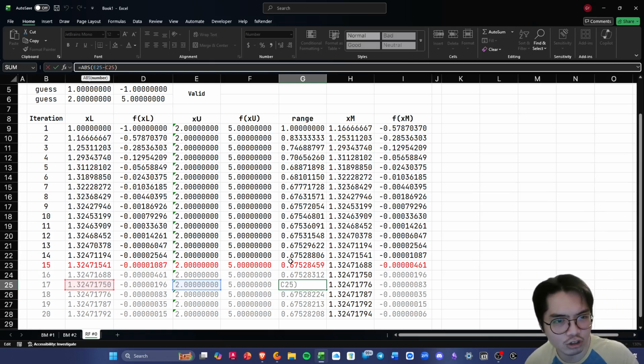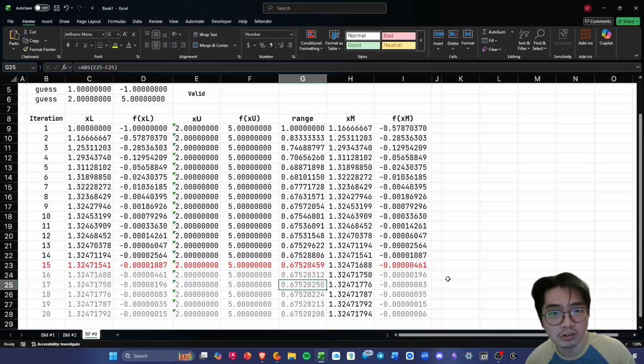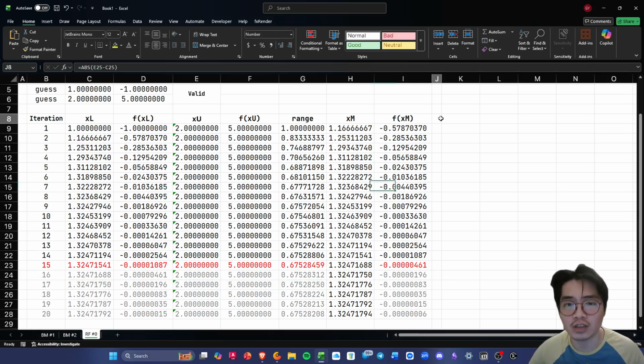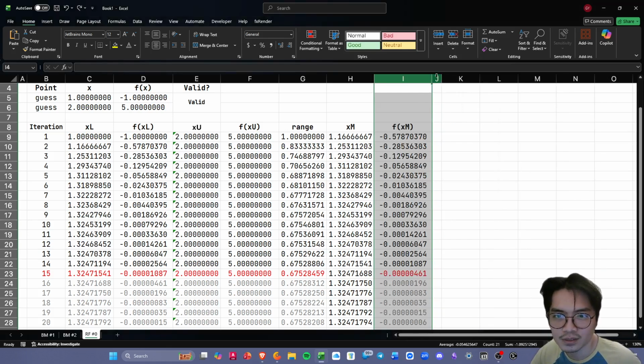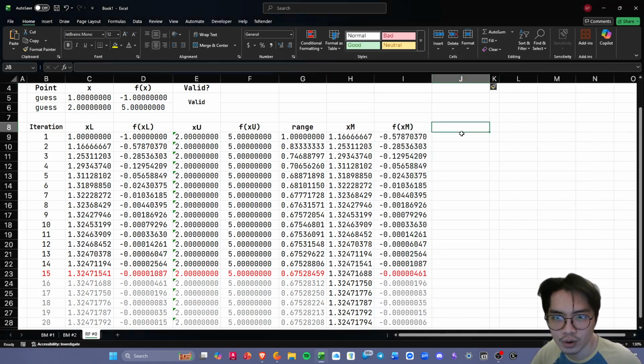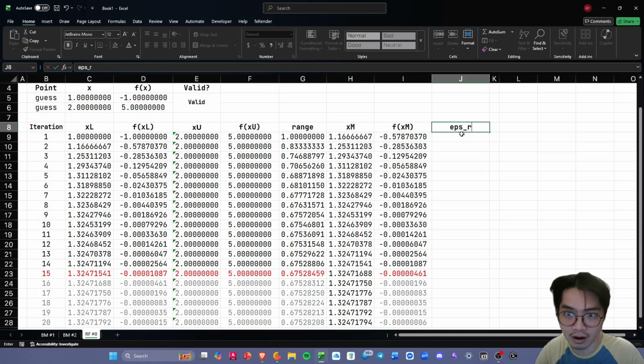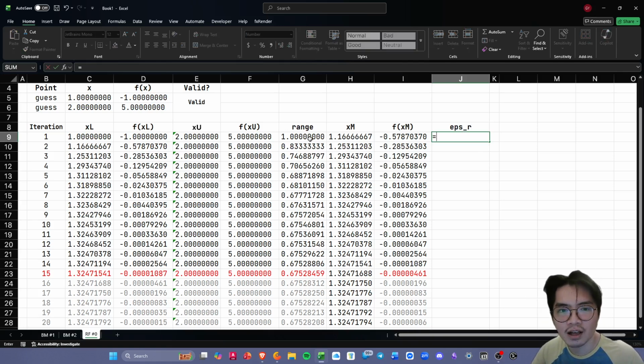I'm looking at XU. So in this case now, I suppose what we're supposed to do is get the difference between the ranges. Okay. So we will insert a row in here. This is now your epsilon r, right? What we will now do is the changes within your xm.